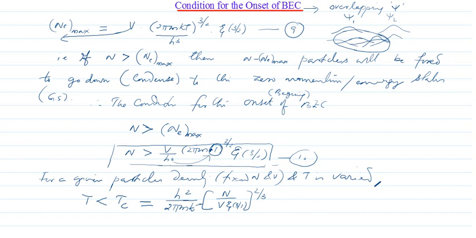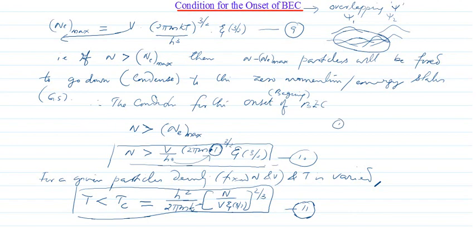So this is yet another condition for the onset of Bose-Einstein condensation, equation number 11. Okay, so now we are writing in terms of temperature. Putting it together, we can say that there are two conditions for the onset of Bose-Einstein condensation.